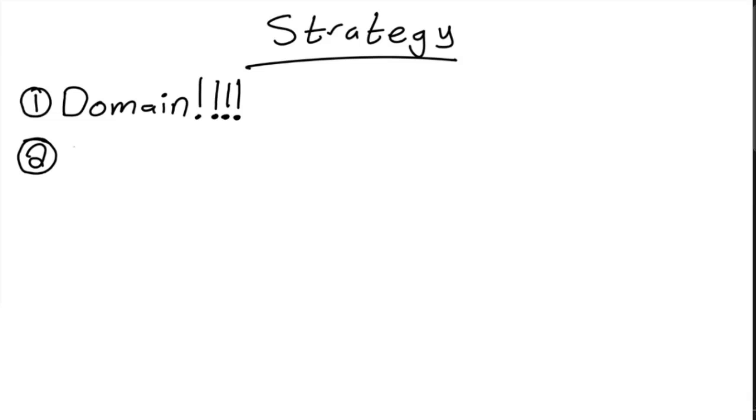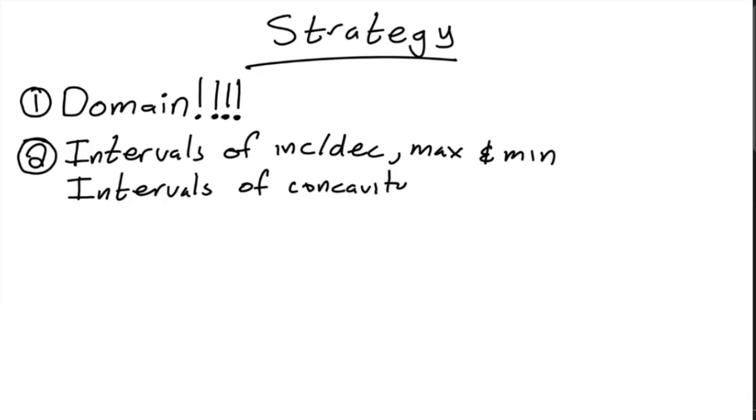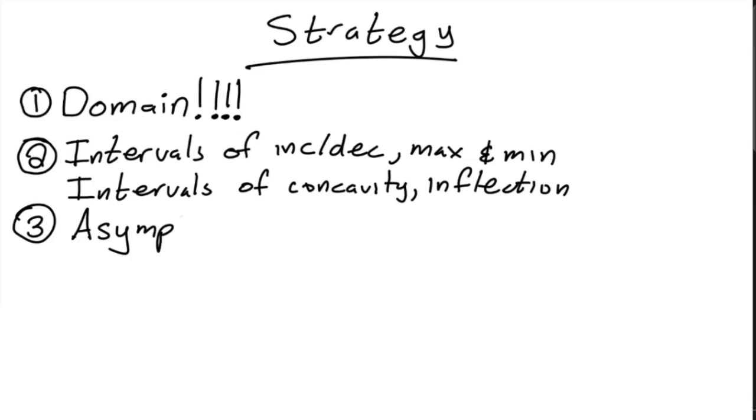The second thing you need is the intervals of increase and decrease. And then once you have those, you can find the maximums and the minimums. And then you also want to find the intervals of concavity. And then once you find that, you can also find the inflection points. Okay, and then the third thing you need is to know where the asymptotes are.